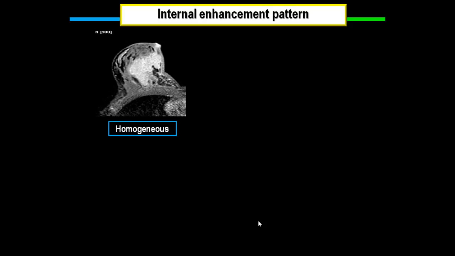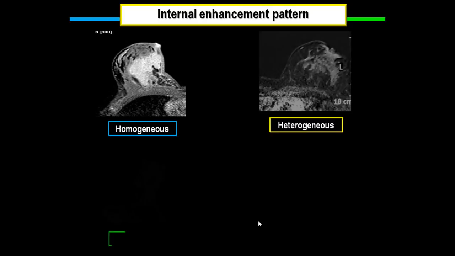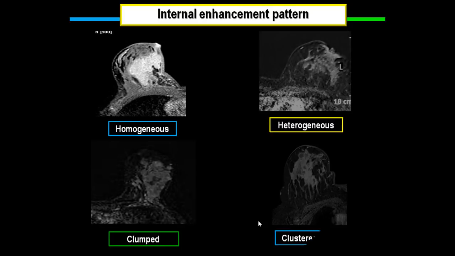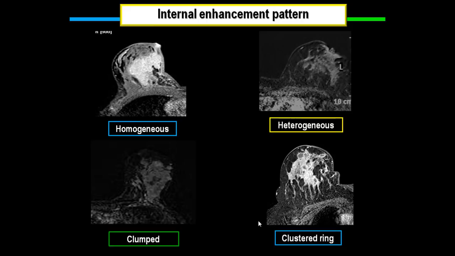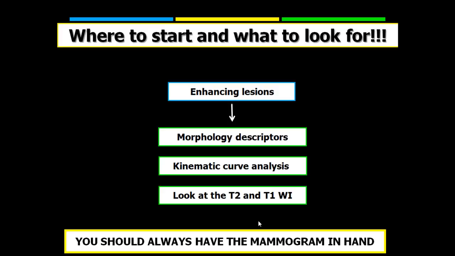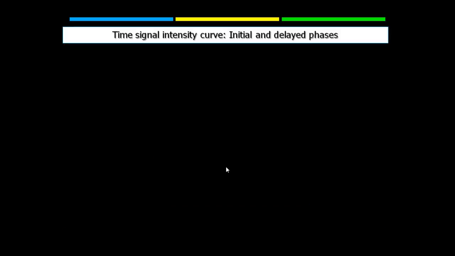Looking at the internal enhancement pattern, this might be either homogeneous, heterogeneous, clumped, or clustered ring. With the exception of the homogeneous, the other three patterns usually indicate a malignant nature. And now we've finished with the morphology descriptors and we move to describing the kinetic curve analysis.